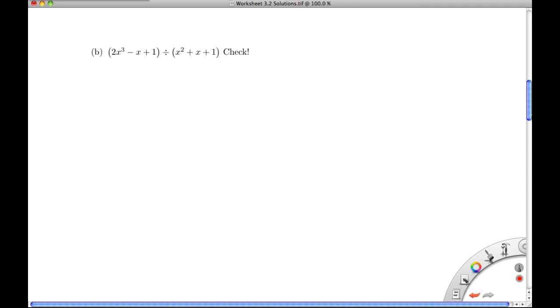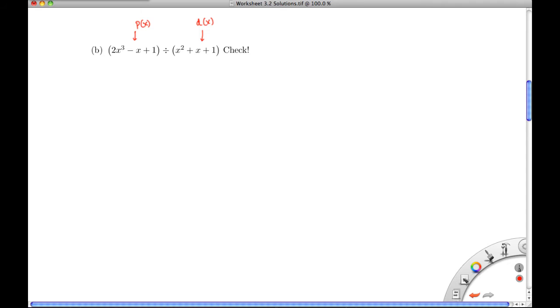So we've got 2x cubed minus x plus 1, and we're going to divide that by this quadratic, x squared plus x plus 1. And again, we're asked to check to make sure that this actually worked out properly for us. So again, this is our p of x, our original polynomial, and we're dividing it by this expression. So that's going to be our d of x.